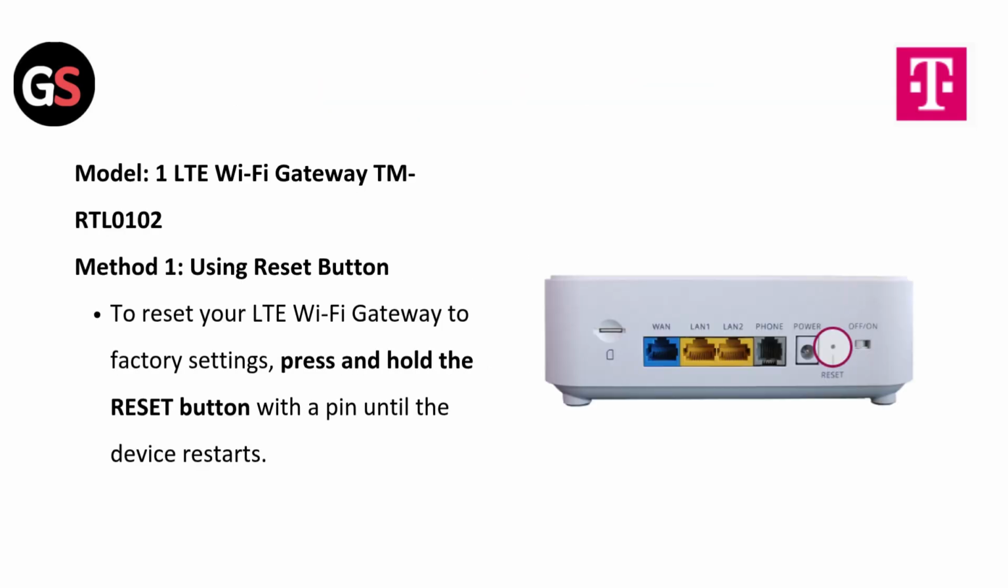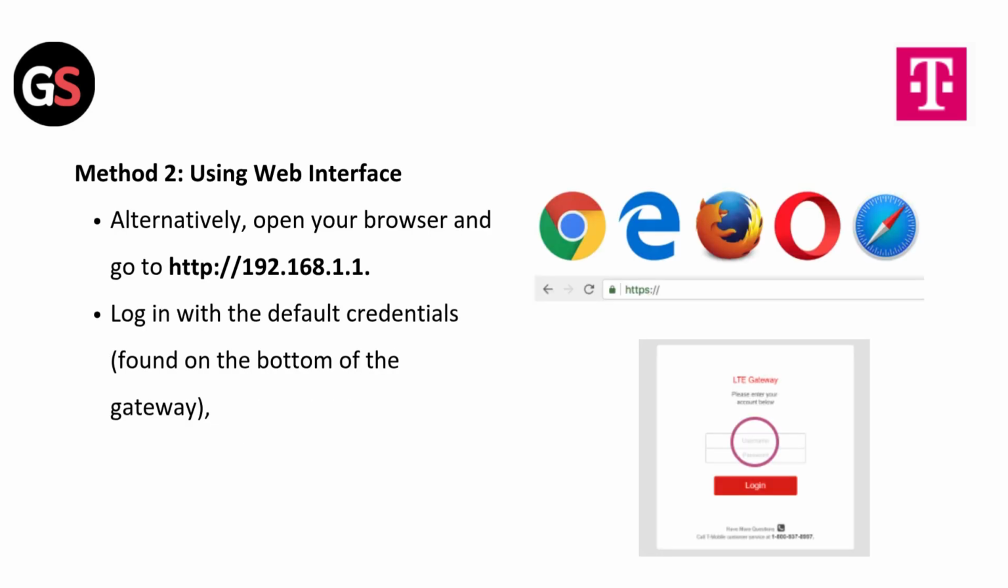Model 1: LTE Wi-Fi Gateway TMRTL0102. Method 1: Using the reset button. To reset your LTE Wi-Fi gateway to factory settings, press and hold the reset button with a pin until the device restarts. Method 2: Using the web interface.